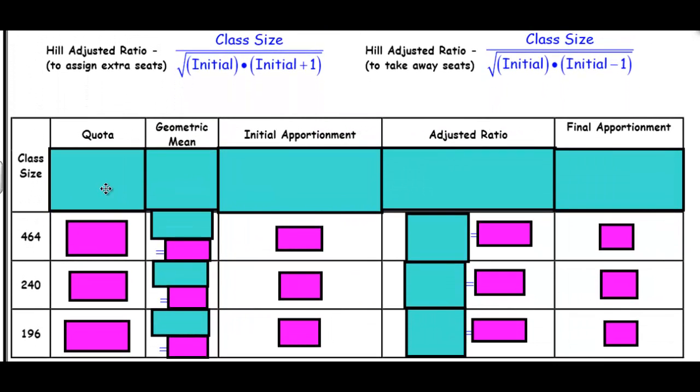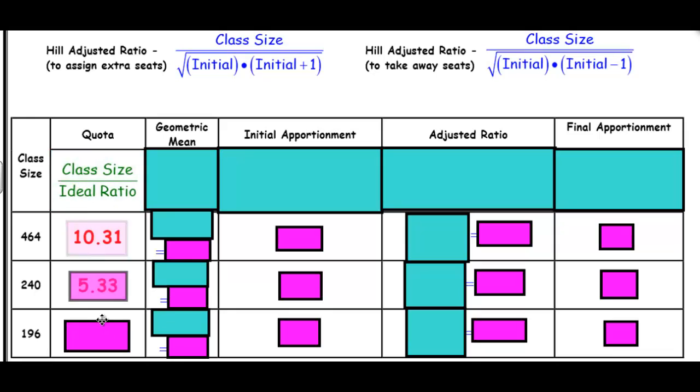All right, now I'm just going to click through these quickly because we already know how to calculate the quota, class size divided by ideal ratio, and notice the values are the same. Before we start anything, we always have to calculate this geometric mean. The geometric mean is just the square root of the product of two values.